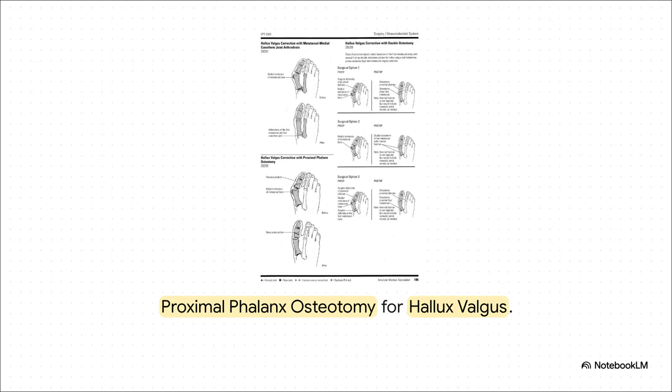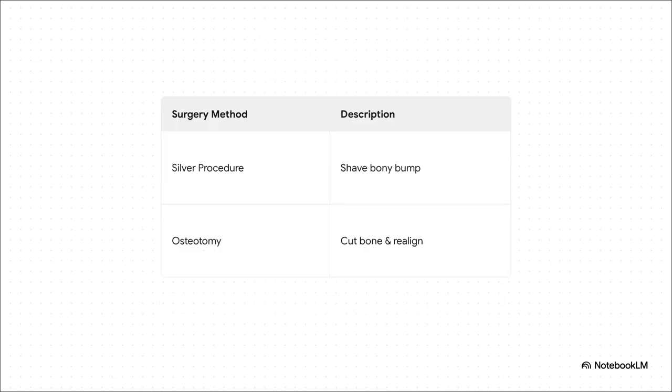This is heavy-duty structural work. And that brings us to the single most important CPT guideline for bunions. The code you choose depends entirely on how the surgeon fixes it. You have got to read that operative report like a detective.